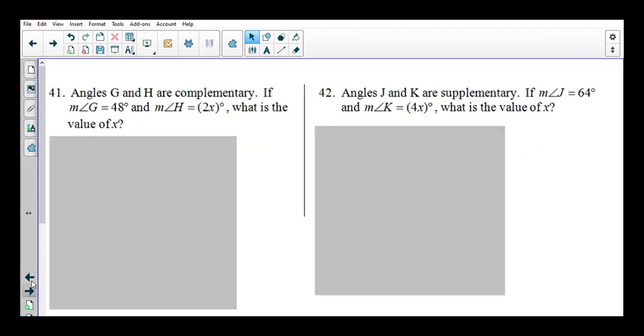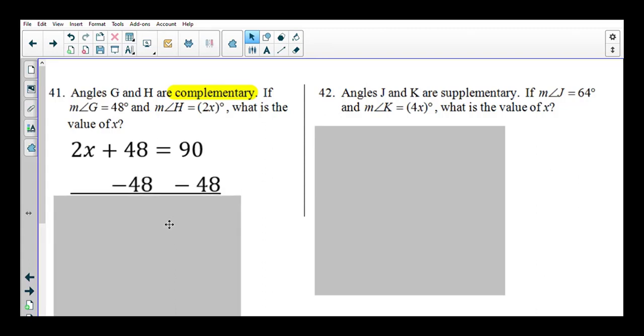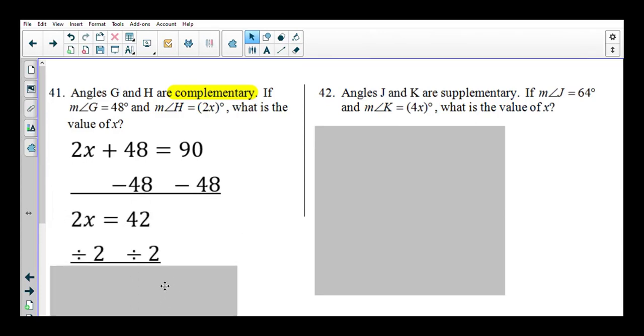All right, number 41, we've got angles G and H are complementary. If the measure of angle G is 48 degrees, the measure of angle H is 2x degrees, what is the value of x? We have to remember that the word complementary means they add to 90 degrees. So I would write 2x plus 48 equals 90. That's a two-step equation. Let's use those inverse operations. We're going to subtract 48 from both sides to get 2x equals 42. Divide both sides by 2. That's going to get us that x equals 21.